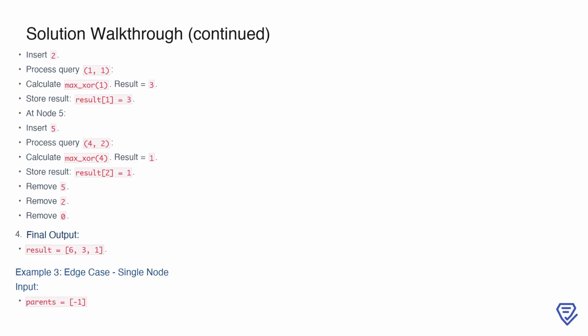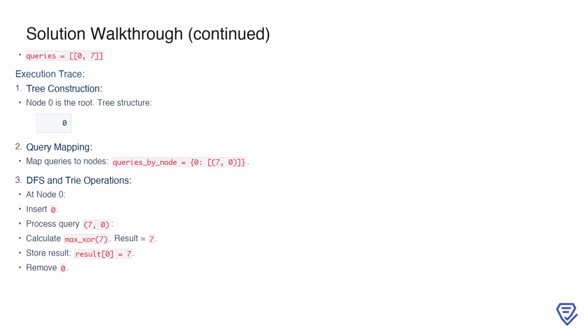Finally, we backtrack to node 2, remove its value from the tree, and then backtrack further to node 0, removing its value as well. This completes the traversal of the tree, and the final output for this example is result equals 6, 3, 1.